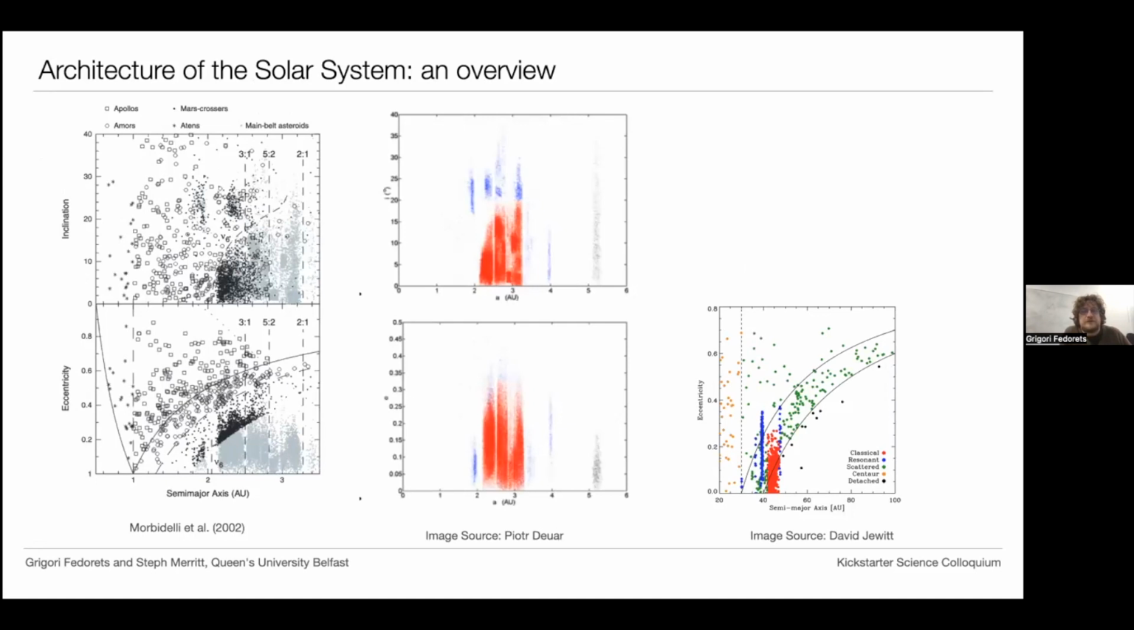I've seen that many people in the audience already have a solar system background, but in case you do not, just a brief reminder of how the solar system looks when you take a look at the semi-major axis versus eccentricity and inclination. Starting from the left, you can see the population of near-Earth objects, which is here between 1 and 2 AU, and then there is the main belt population and the Jupiter Trojan population.